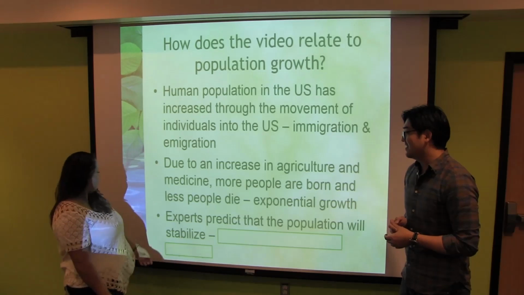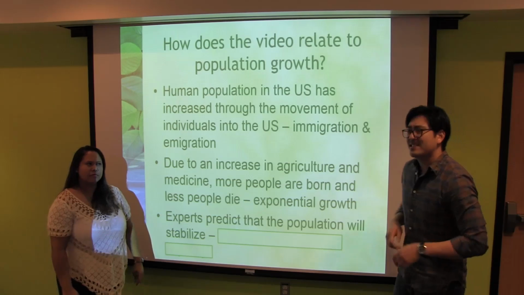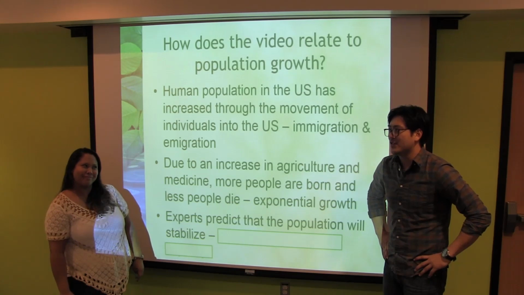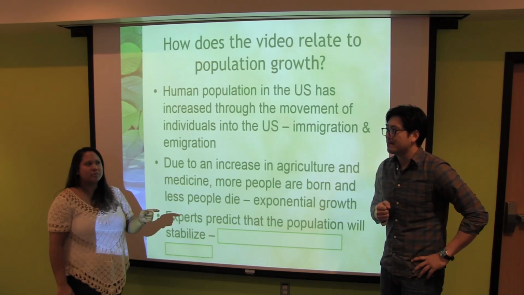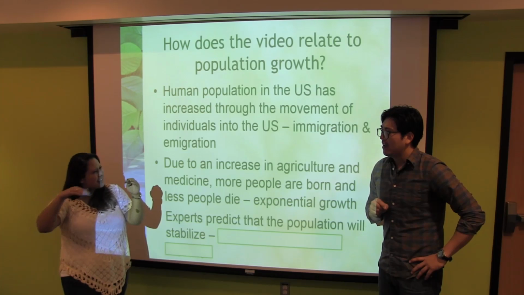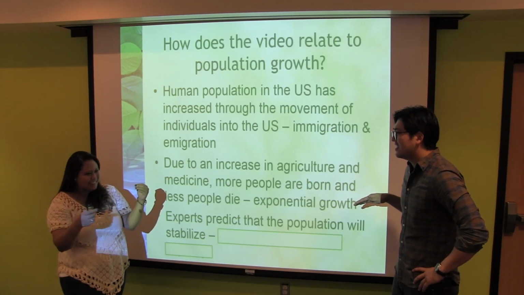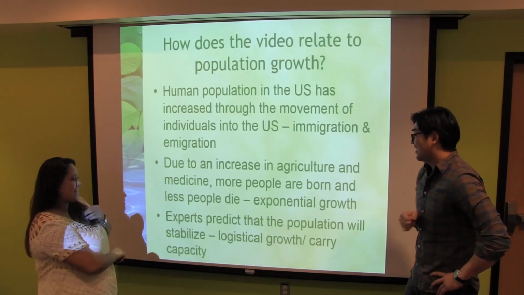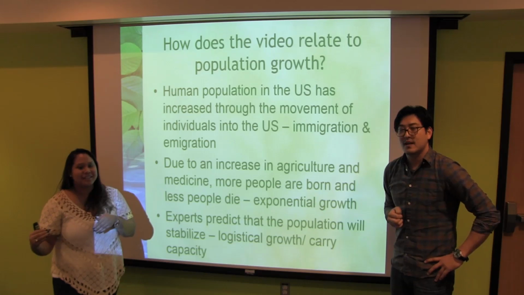The last one is experts predict that the population will stabilize. That's interesting. So they're not growing anymore, right? So it's not exponential. What happens when exponential growth stops and we hit that point where resources are limited? That sounds like logistical growth. And logistical growth hit that carrying capacity for the population of the United States.